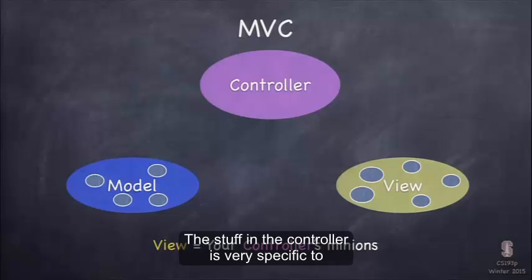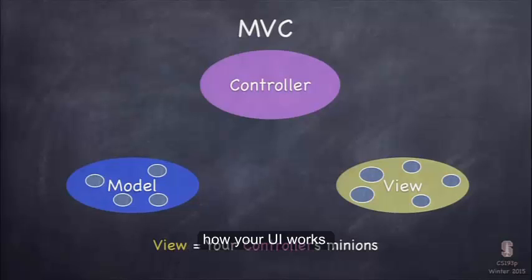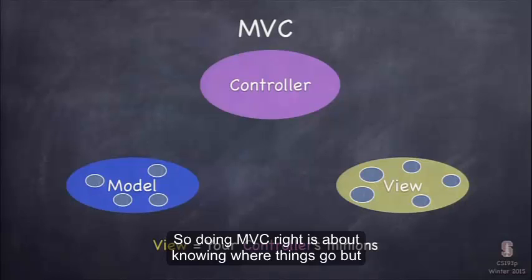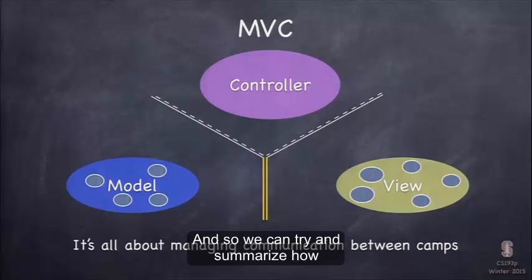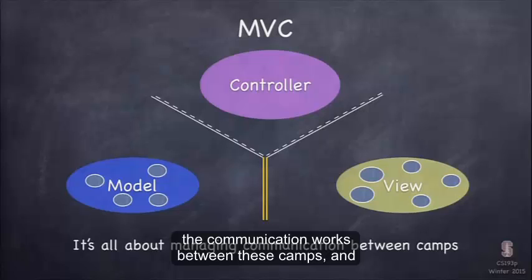The stuff in the controller is very specific to how your UI works, and the stuff in the model is completely independent of how your UI works, okay? So doing MVC right is about knowing where things go, but also about how to communicate between these 3 camps. And so I'm going to try and summarize how the communication works between these camps.